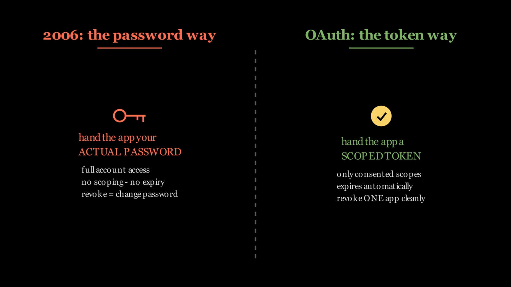OAuth replaced that with a token. Scoped to exactly what you approved, expiring on a clock, and revocable for one app without touching the rest of your life. Every flow in this video is just a different way to mint that token safely.